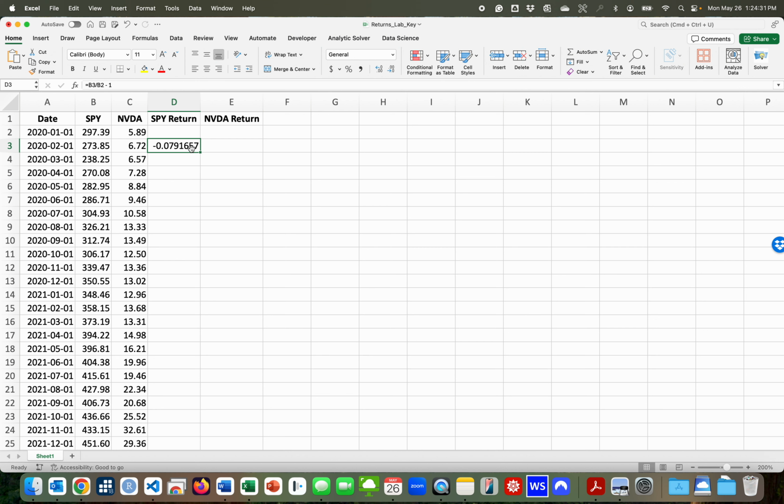So let's do the same thing for NVIDIA. If we just drag that over, this number is bigger than this number, so the ratio will be larger than 1. So when we subtract 1, it's going to be positive.